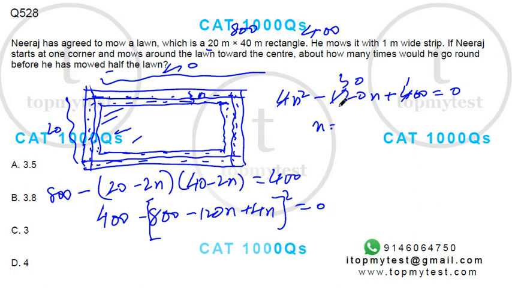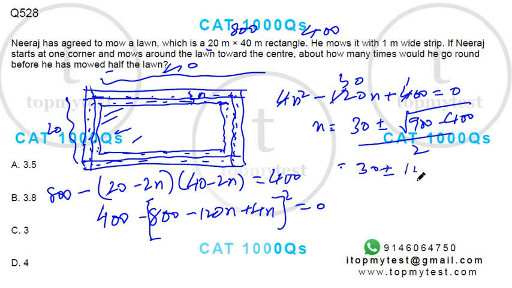I cannot split directly, since 25 into 4 doesn't work, so let's use the quadratic formula. n equals 30 plus minus square root of 30 square, which is 900, minus 4 into 100, which is 400, divided by 2. So this is 30 plus minus the square root of 500, which is 10 root 5, divided by 2. So this gives you 15 plus minus 5 root 5. Now 15 plus 5 root 5 is invalid because you cannot mow more than 10 times. After 10 times the entire lawn will be mowed. So plus will be out.